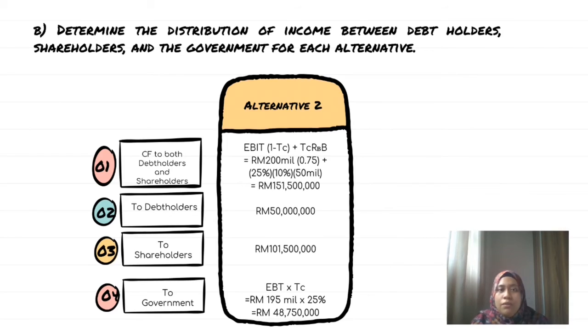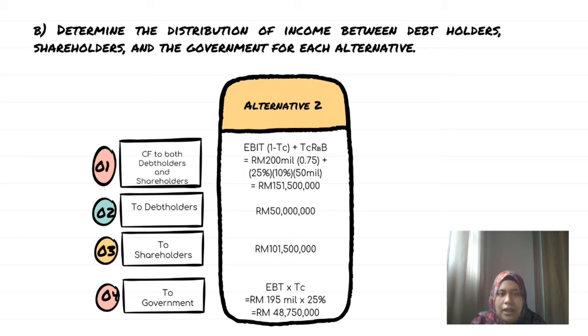Let's continue with alternative 2. Step 1 is we put in the cash flow. The formula to find cash flow for alternative 2 is a little different from alternative 1, because alternative 2 has debt. So the formula is earning before interest and tax times 1 minus tax rate, plus tax rate times debt rate times debt.